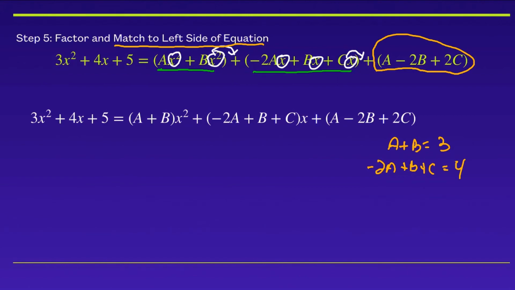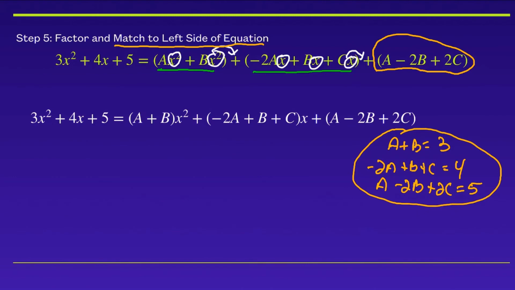And then we have to do this one more time. This 5 has got to be equivalent to these placeholders that represent the constant term. So I'm going to write that a minus 2b plus 2c has got to equal 5, okay? And what we have here is basically a system of equations that we're going to wind up solving in the next step to figure out how we fill in our numerator.